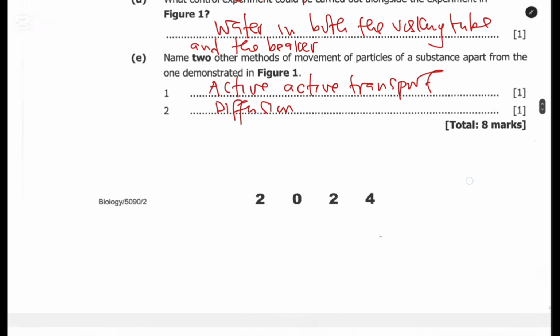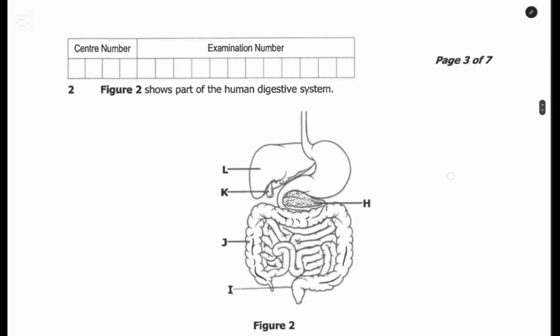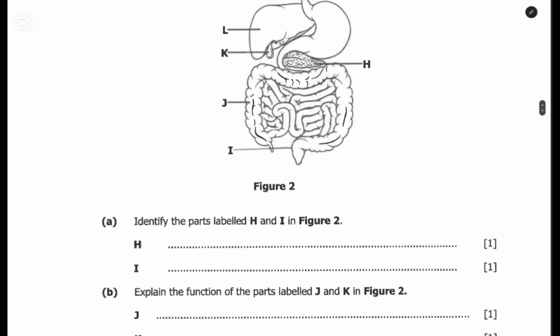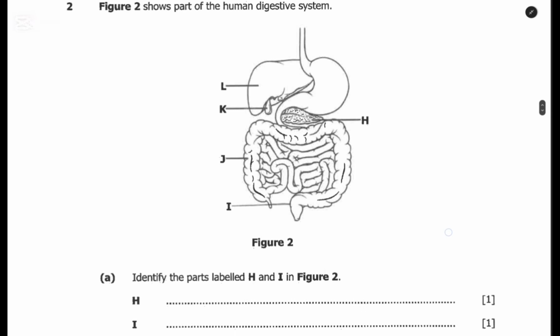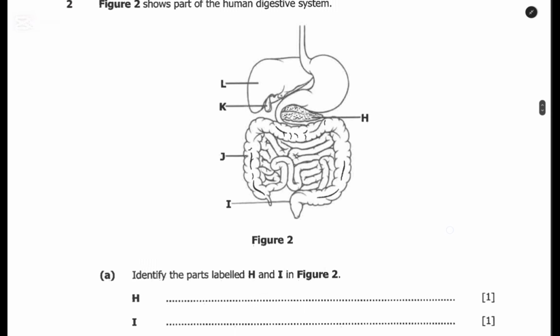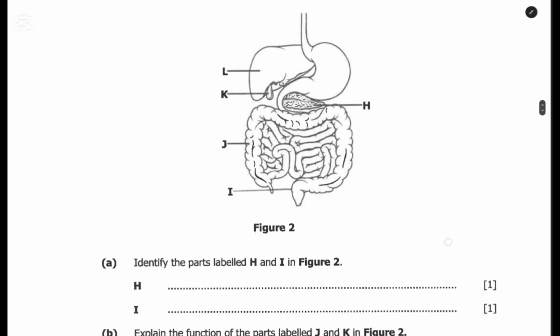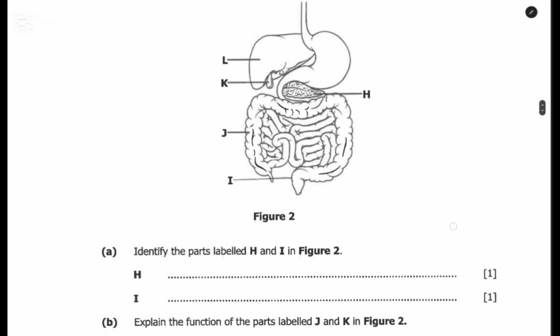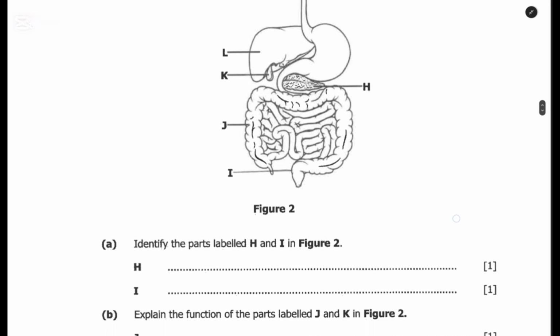We proceed to look at question 2. As you can see from the diagram, this is on digestion. The question reads, figure 2 shows parts of the human digestive system. Look at it very carefully, so that even as we go to answer the question, you have the answers. Just looking at the diagram, you should be able to identify the parts that are given here, because that is one of the questions that we are going to encounter.